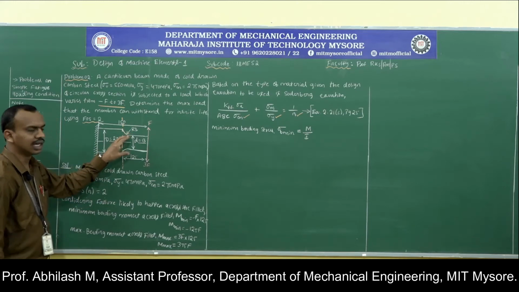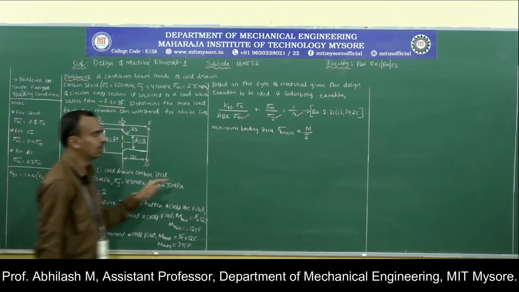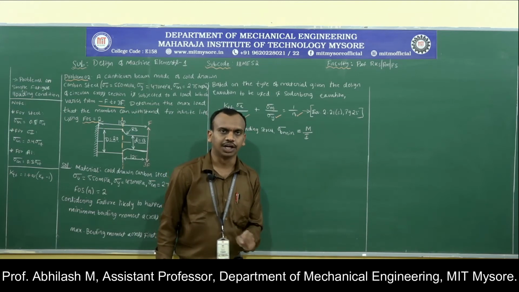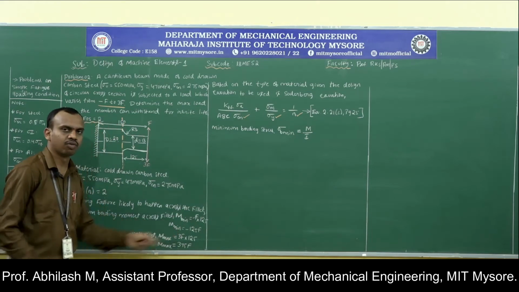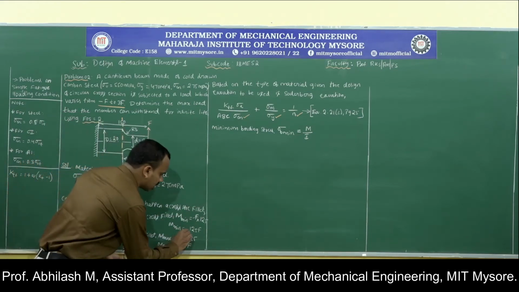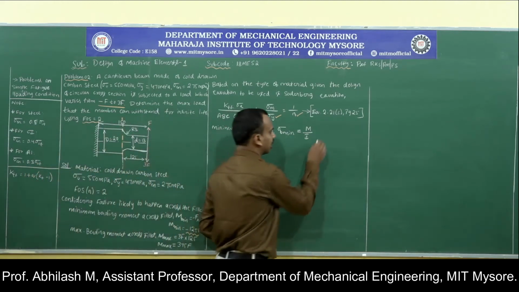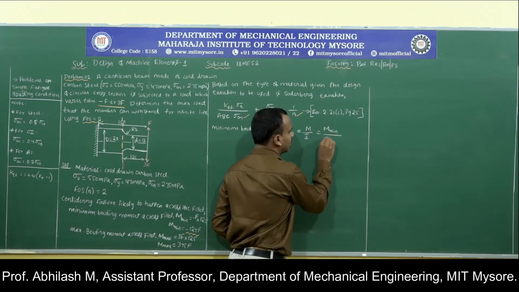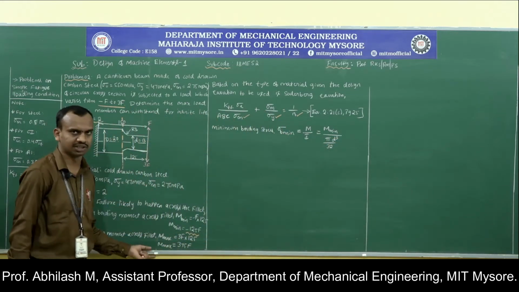Here it is a circular cross section, as mentioned in the problem itself. So, the I value for a circular cross section is given by pi d cubed by 32. What is the bending moment? It is the minimum bending moment that we have already calculated, where the value is minus 125 F. I can easily substitute and calculate the value.